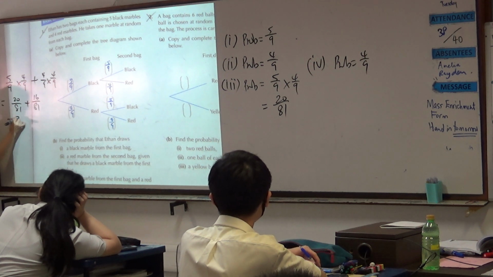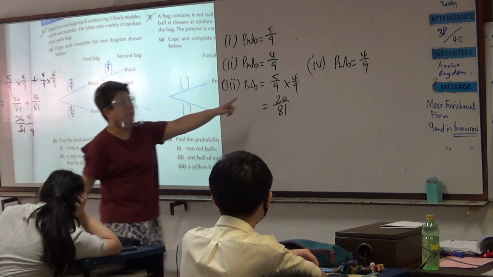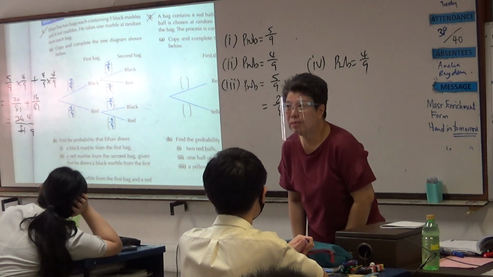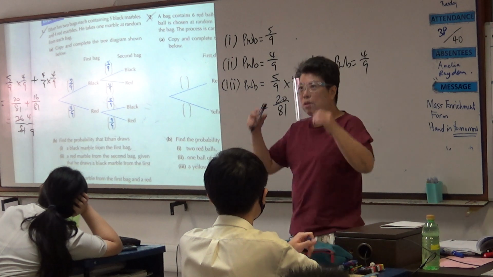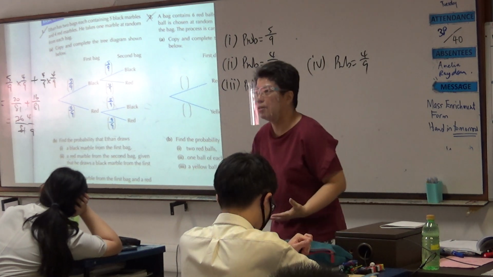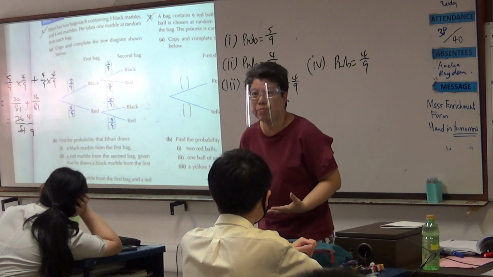16 over 21. This is 36 over 81, right? I divide by 9, 4, I divide by 9, 9. Now, can you see it's the same? You get what I'm talking about? Yes or no? So as long as your method is logical, you'll get the answer. But if it's not logical, then you cannot get the answer. Everybody clear now?